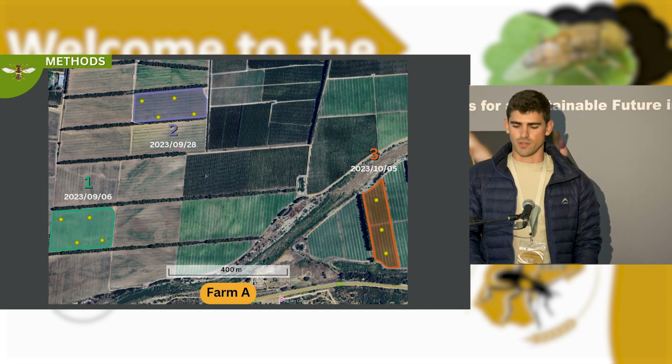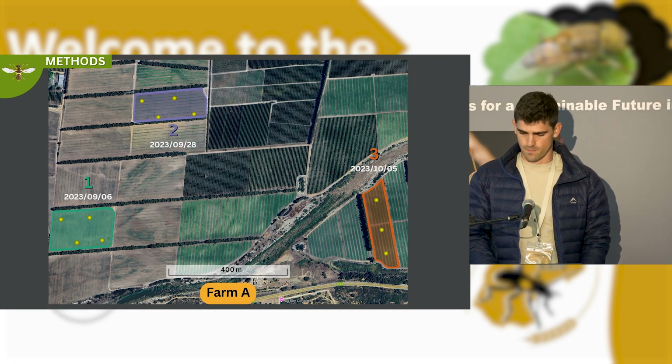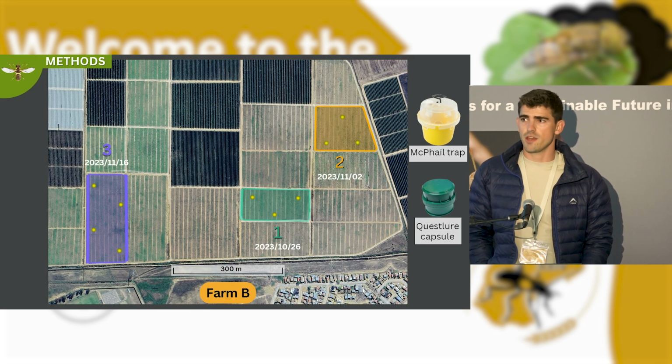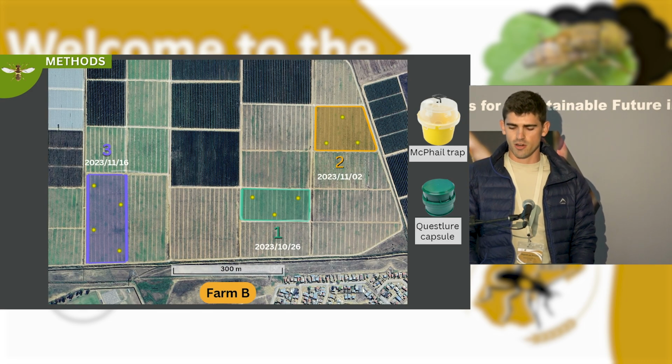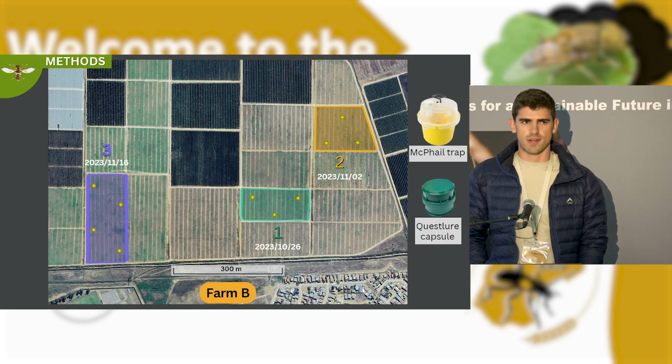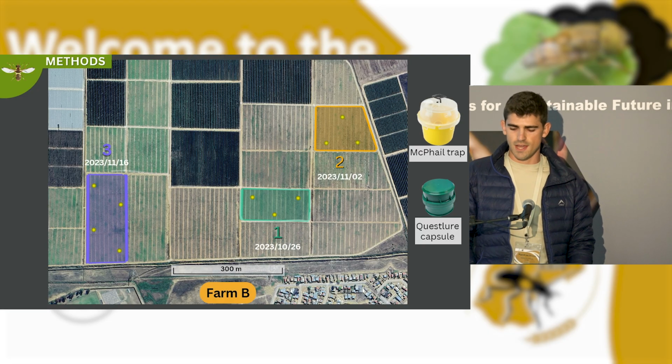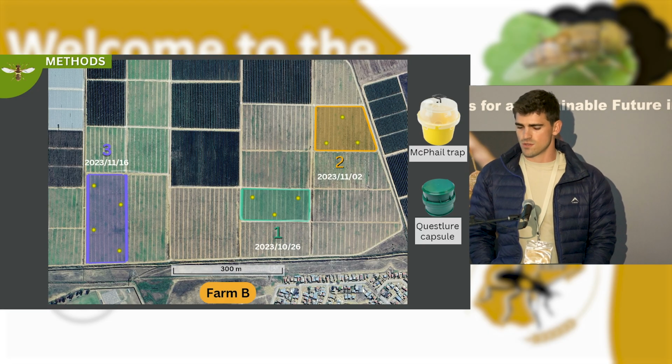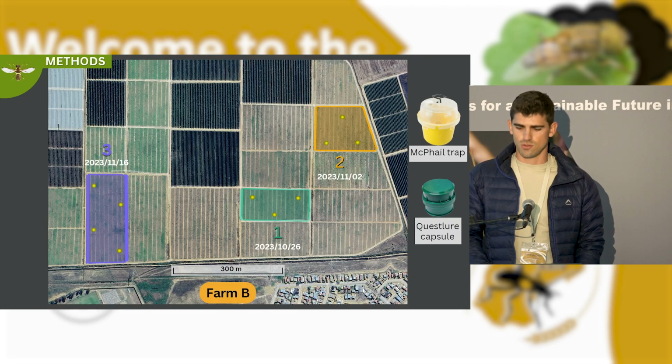This is an aerial view of Farm A. And this aerial image shows Farm B. The yellow dots mark the locations of yellow McPhail traps baited with Questlure, a protein hydrolysate attractant. Dichlorvos served as the killing agent, and traps were checked and serviced every 2 weeks.